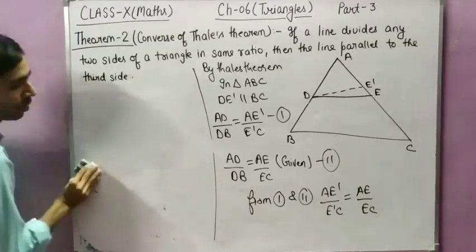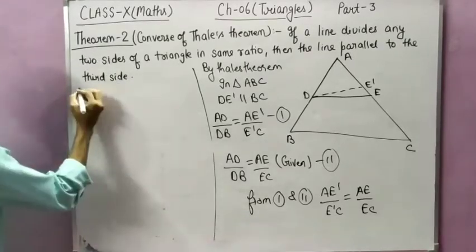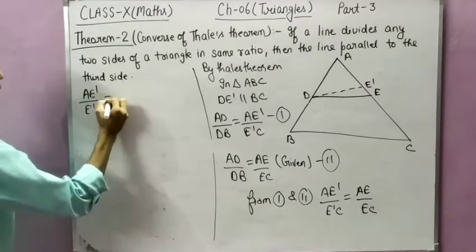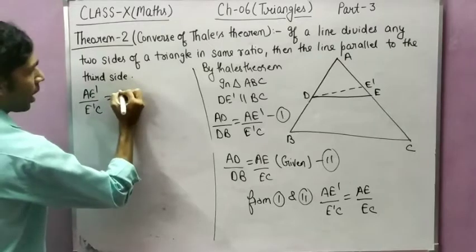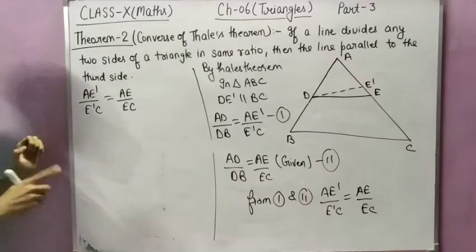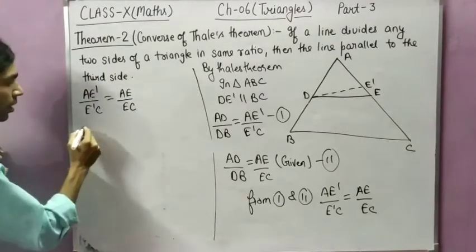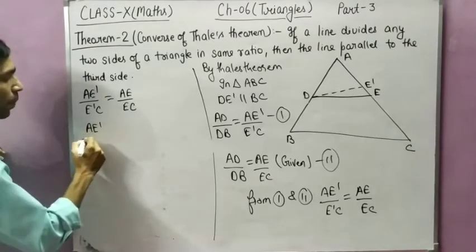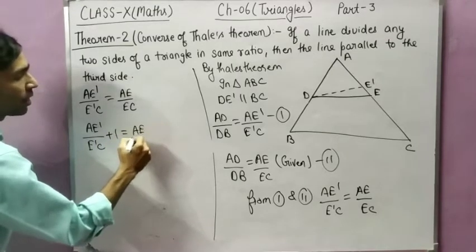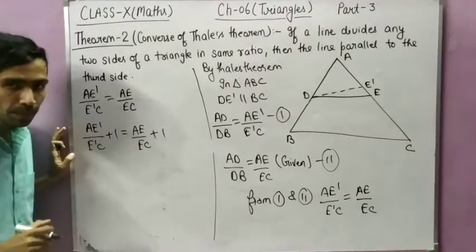So now see what result comes after. Here I am solving. So AE dash upon E dash C is equal to AE upon EC. Okay student, now what you do, you add one both sides. So what will come, AE dash upon E dash C plus 1 is equal to AE upon EC plus 1. ठीक है, both sides I have added 1.